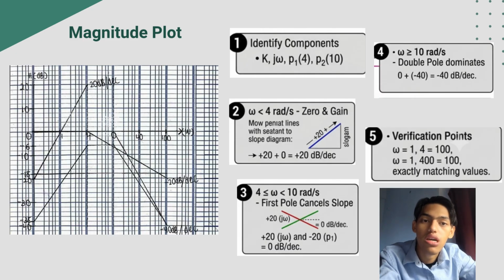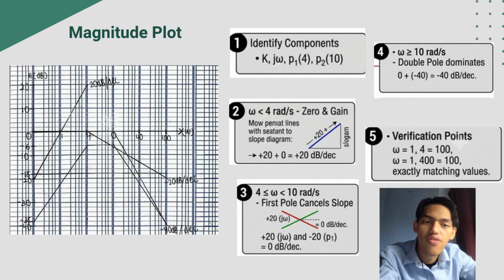In step 4, at higher frequencies where omega is bigger than 10 radian per second, our double pole behavior dominates. The addition of the second pole drags the slope down by an additional negative 40 dB per decade, bringing our final line down sharply at negative 40 dB per decade.